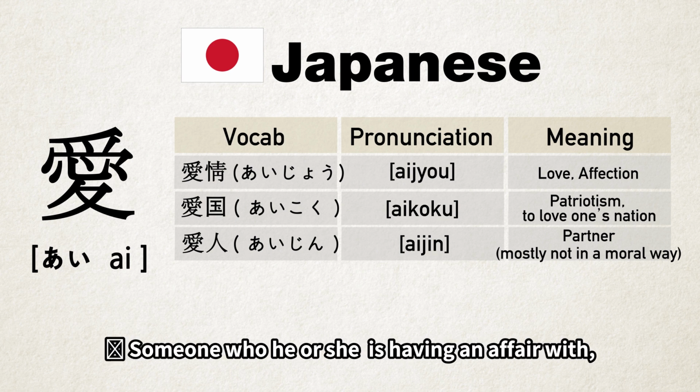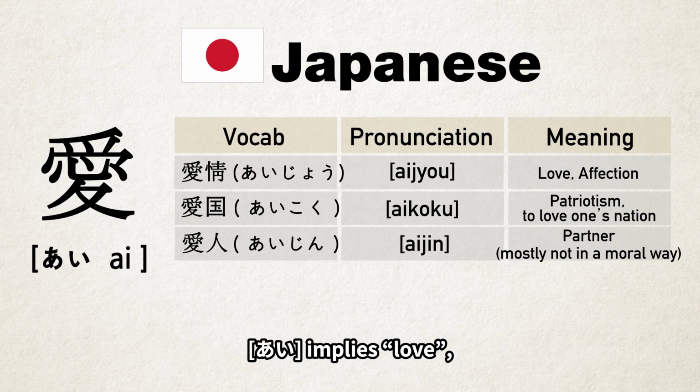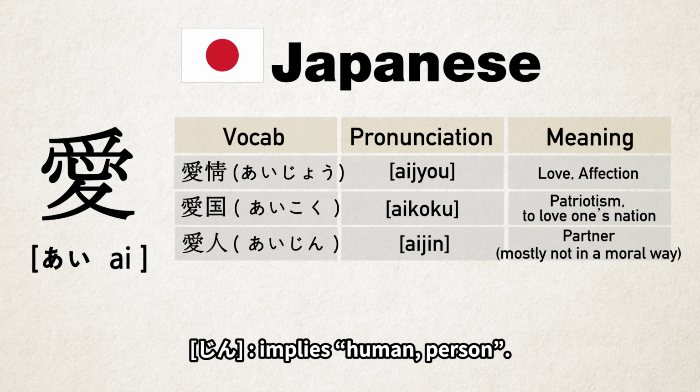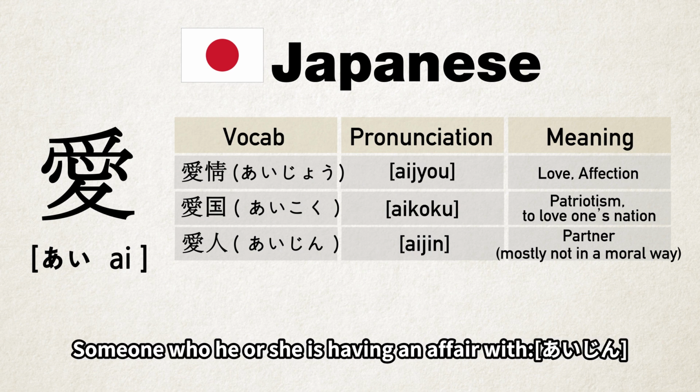Someone who he or she is having an affair with, a partner in an unfaithful relationship. 愛人. Ai implies love. Jin implies human or person. The person who he or she loves, but not in a moral way. Someone who he or she is having an affair with. 愛人.